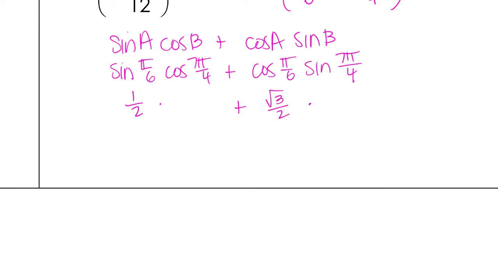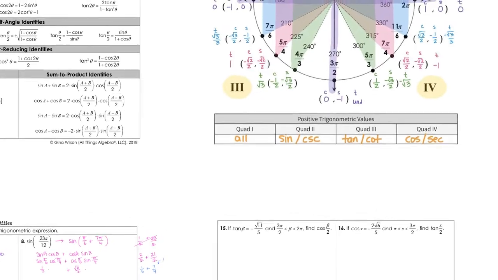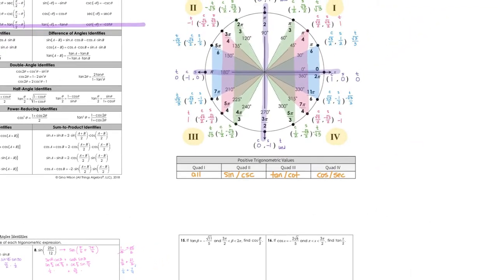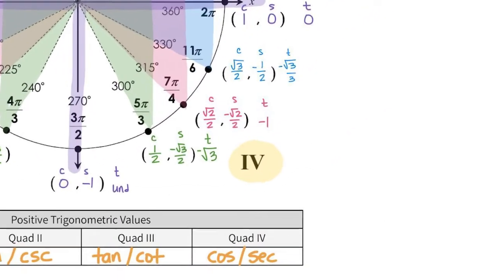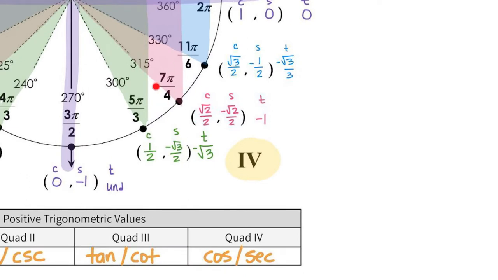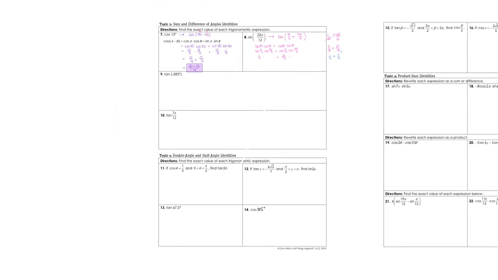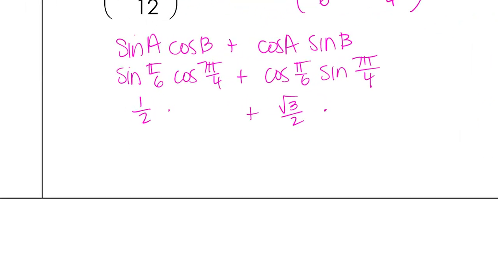Okay, so 7 pi over 4, we need cosine and then we need sine. Seven pi over 4 is down here. Cosine is square root of 2 over 2. Sine is negative square root of 2 over 2. So square root 2 over 2, negative square root 2 over 2.